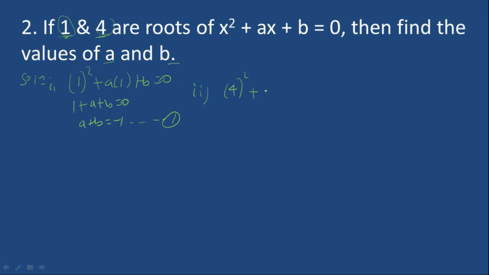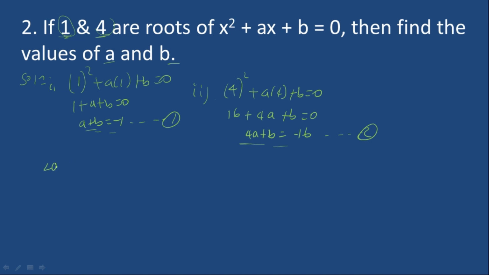4 squared plus a times 4 plus b is equal to how much? 0. So this means 16 plus 4a plus b is equal to 0. This means 4a plus b is equal to minus 16. This is the second equation. We have two variables and two different equations. So let me subtract equation 1 from equation 2.